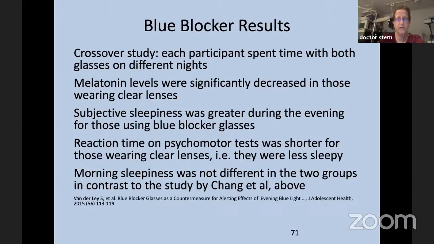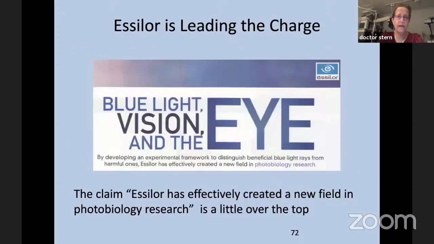They said morning sleepiness was not very different in the two groups. This is from Essilor, who's kind of been leading the charge on that, and they now call it photobiology research. Again, they're the ones, I think, talking about this high energy light. I think it's important for us to understand all this, but I think we're especially scaring people, because basically I don't feel that there's an issue in terms of the effect on macular degeneration. I don't think it's the main thing with eye disease. I think a lot of it is diet.